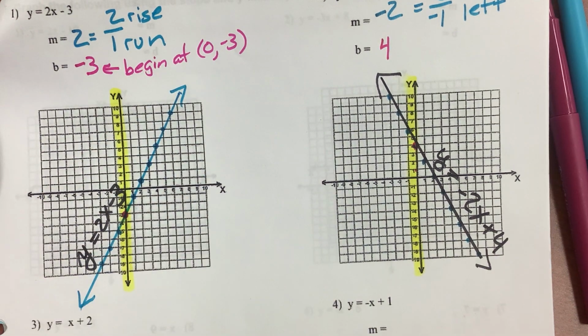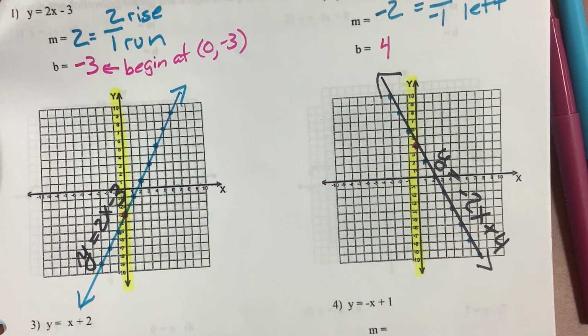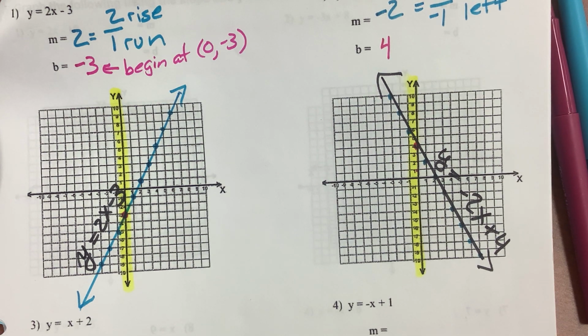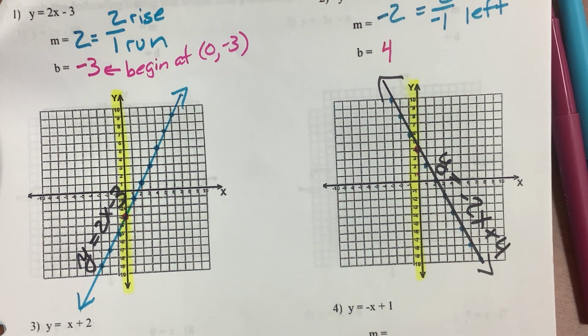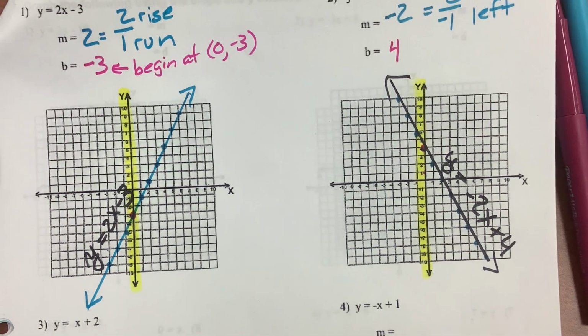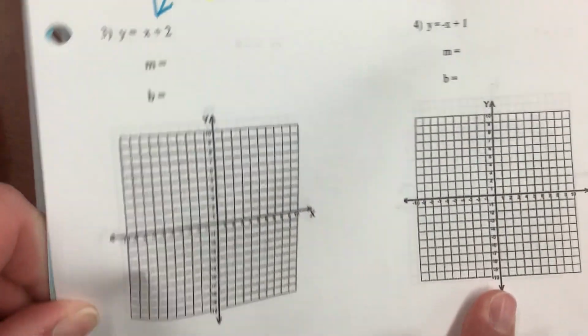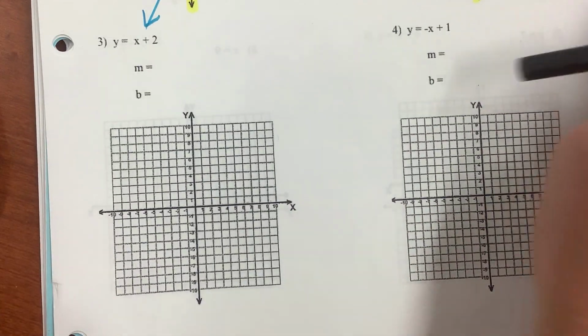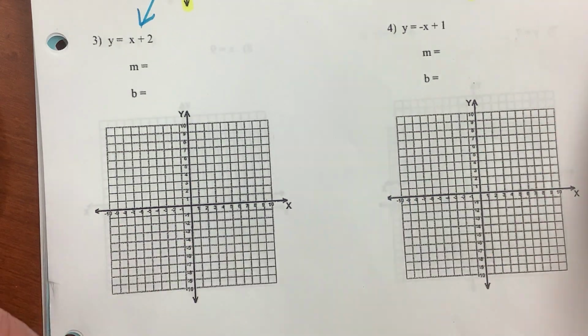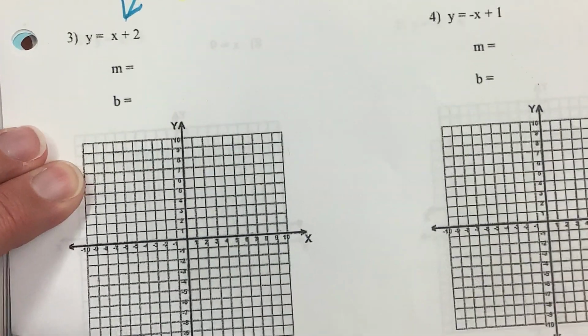All right, your turn. You try 3 and 4. That means pause the video. Okay, welcome back. Let's try this. Ooh, did I give you the hard ones to try, huh? It's all right. We'll make this a little bit bigger.